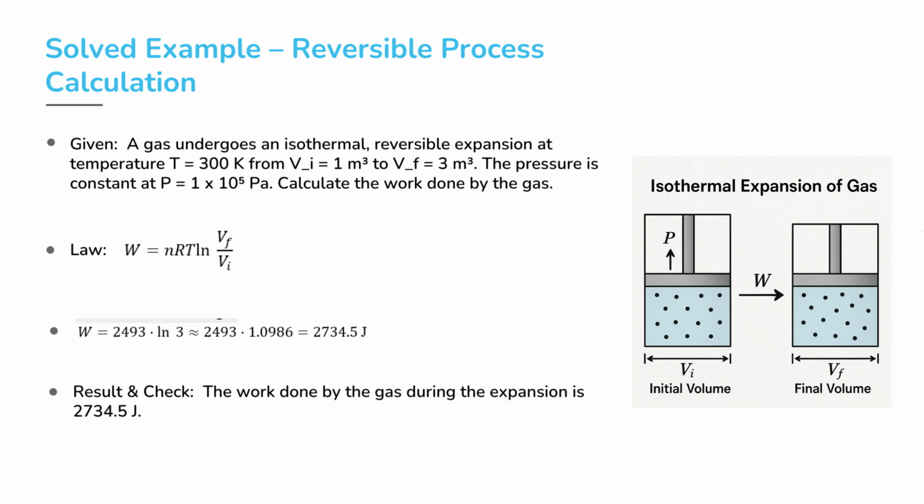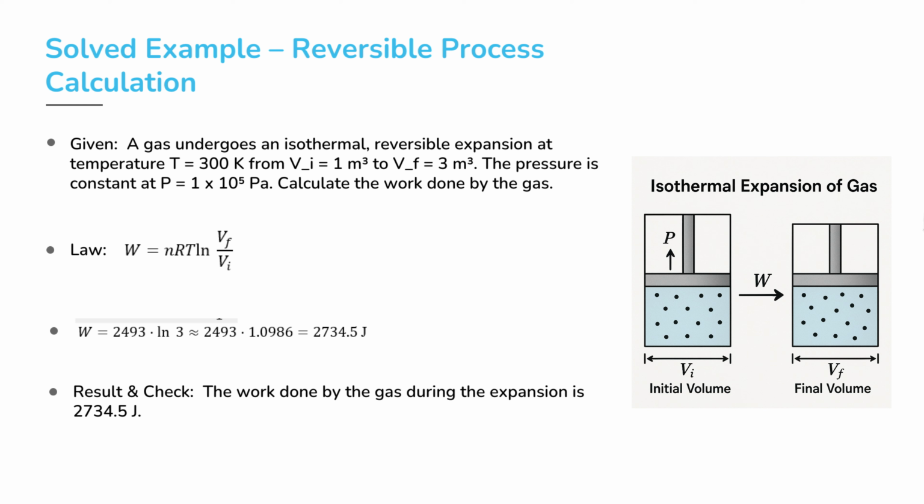Let's solidify these concepts with a real-world example. Imagine a 1 kilogram block of ice at minus 10 degrees Celsius, and we are heating it up to 0 degrees Celsius. The specific heat capacity of ice is 2.1 joules per gram per degree Celsius. How much does the entropy change during this process?